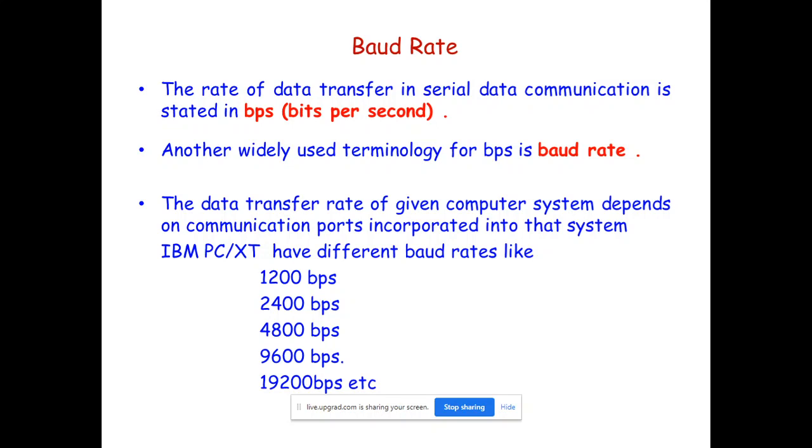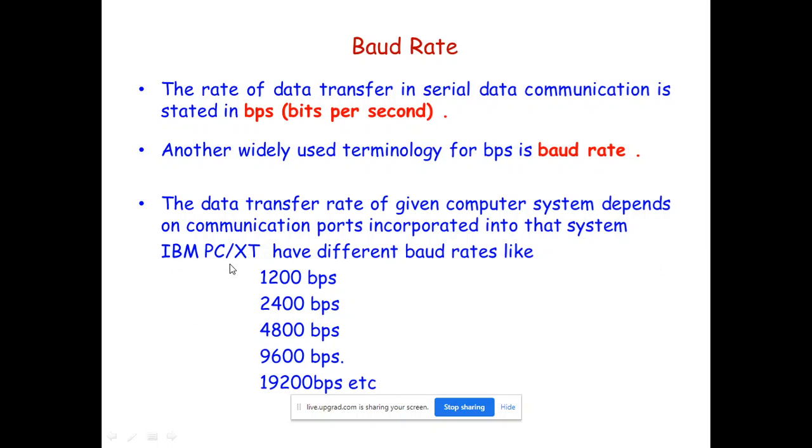There is the package of either 10 bits or 11 bits, but these bits are moving from one device to other at a specific data rate. That rate of data transfer in serial communication is called BPS, bits per second. Other name is baud rate.